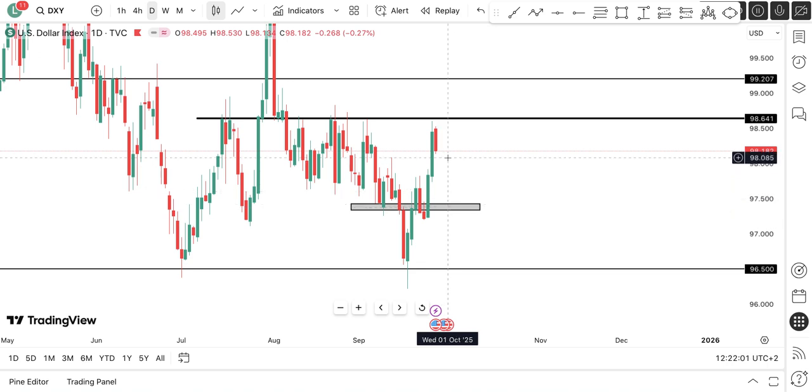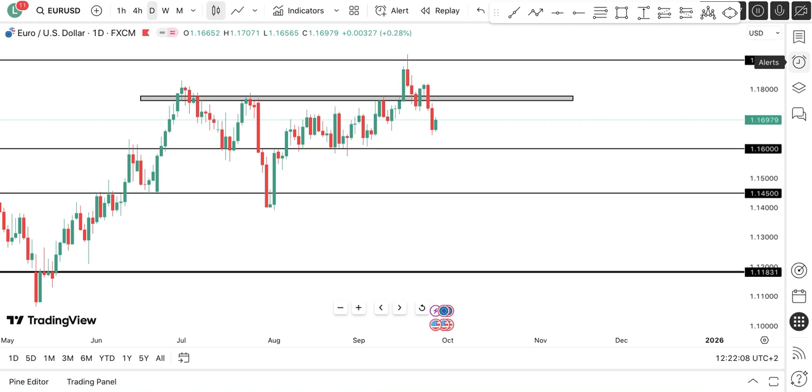So the plan is this: to wait for the DXY to get here, and when it does, then I'll start looking for entry signals on the Euro USD. You see what I'm saying to you? That's the plan. If that does not happen, no trade.